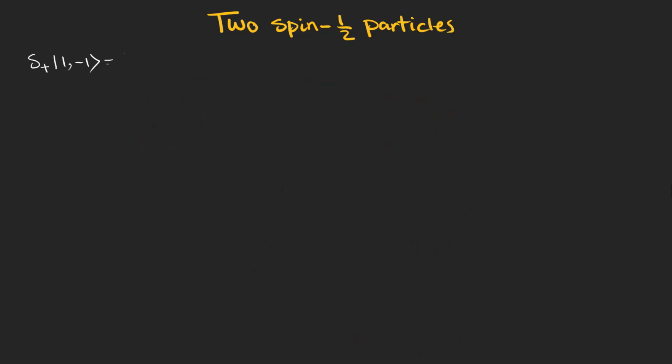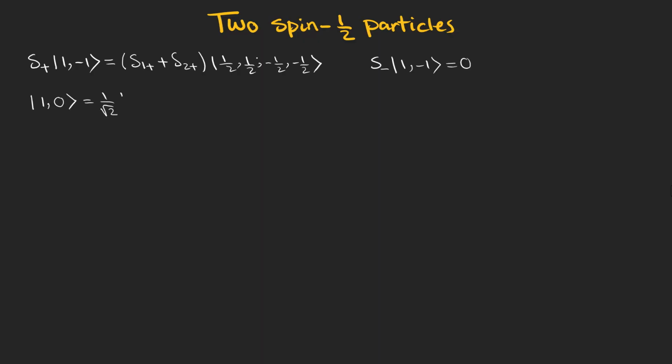We expect to find the same state if we act the raising operator on the coupled state 1 and minus 1. Also, acting the lowering operator on this state gives 0. As we expected, we'll get the same linear combination of uncoupled states for this ket by using the raising operator, which increases the quantum number m by 1 unit.